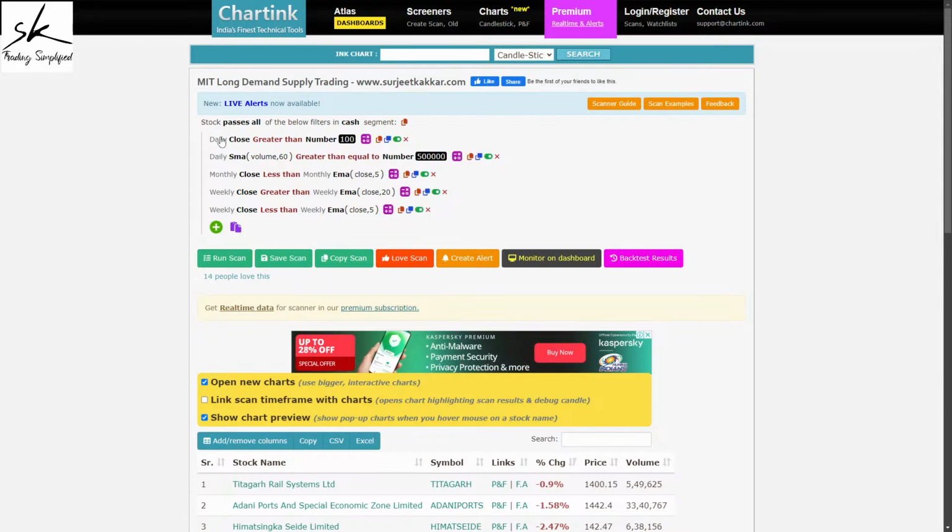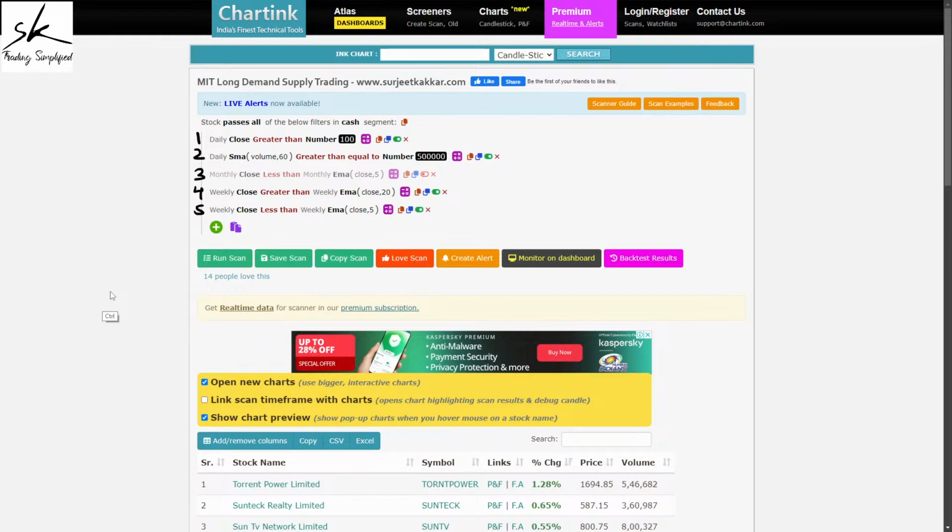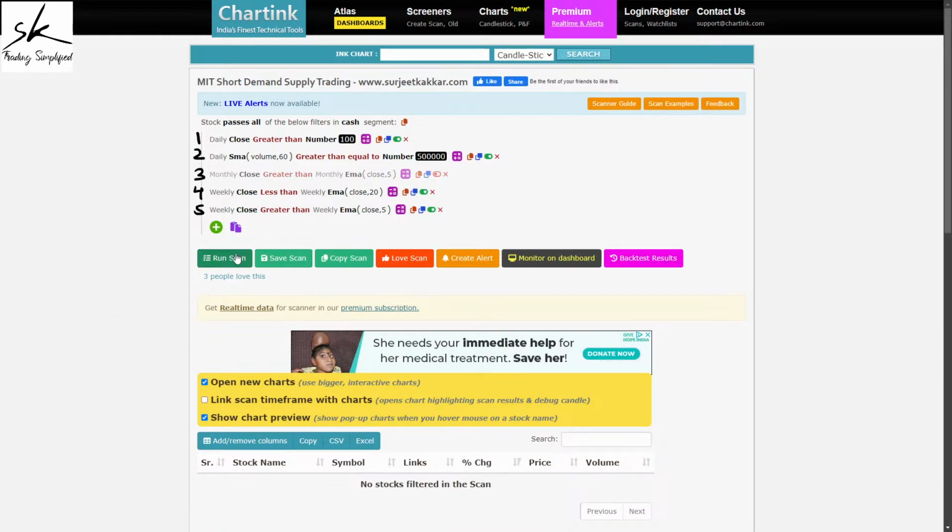So if you want a bigger list so that you can go through more symbols to identify your opportunities, then what you can do is, in this scanner, I have given 5 different conditions. You just disable the third one and run the scan again, and I'll do exactly the same thing for the short scan: disable this and run the scan again.